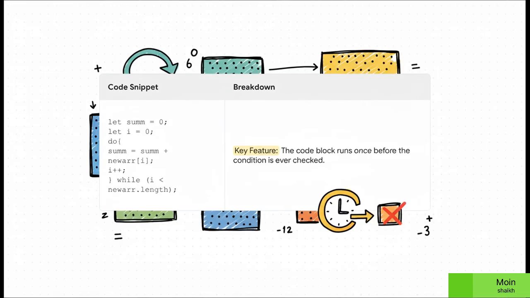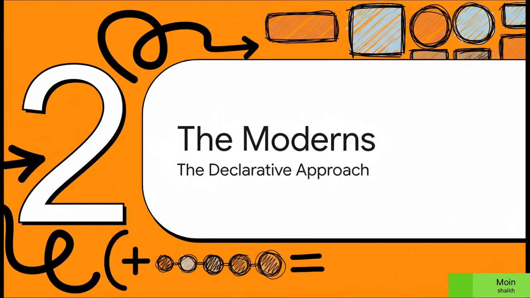And rounding out our classics is the do-while loop. It's kind of like the while loop's quirky cousin. Its claim to fame, it will always run the code inside at least one time before it even bothers to check the condition. It's the act now, ask for permission later loop, and for some specific cases, it's exactly what you need.